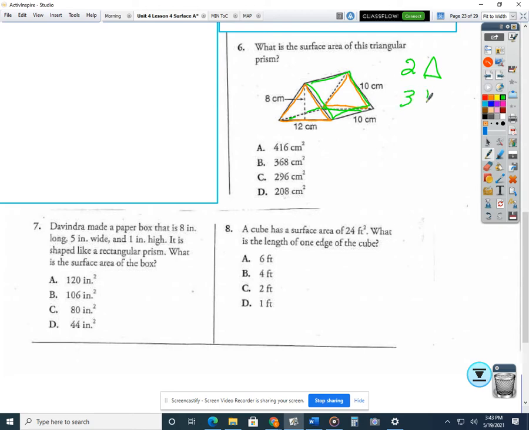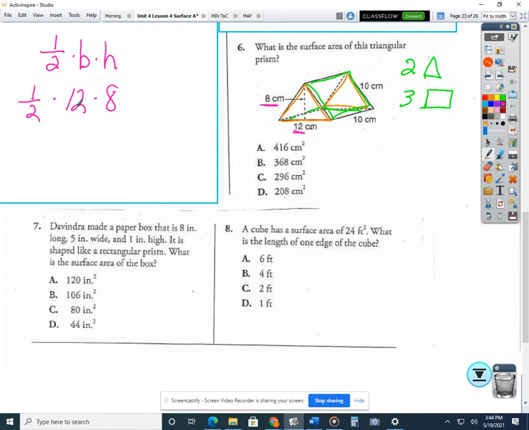and three rectangles. Okay? So it's important to keep in mind and know what you're working for, what you're trying to find. So let's start with our triangles. Our formula for finding the area of a triangle is 1/2 times the base times the height. Well, they tell us here that the height of our triangle is 8. Our base of our triangle is 12, and we're going to multiply all of that times 1/2.